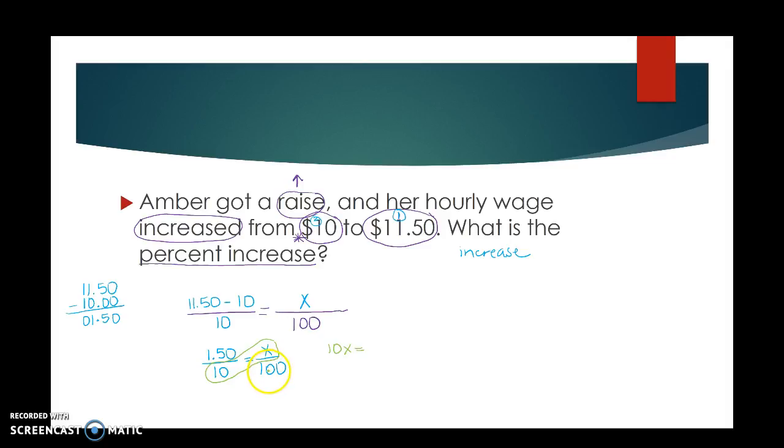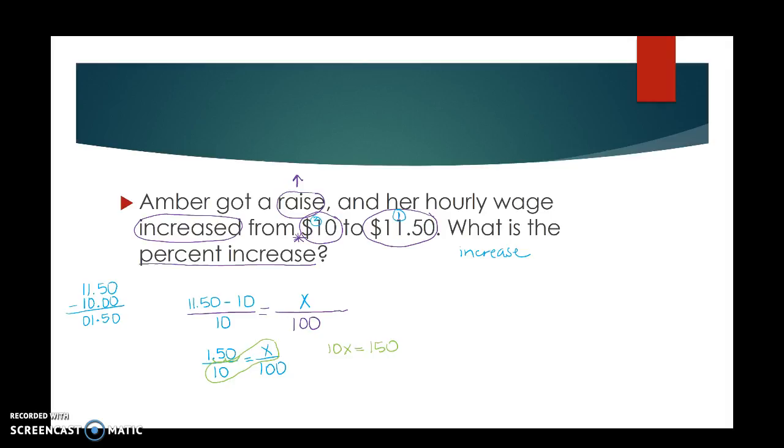Remember we talked about our quick and easy way to multiply by 100. We're going to take our decimal, and is our number getting bigger or smaller when we multiply? It's going to get bigger, so we're going to move our decimal 2 places to the right. So 150.